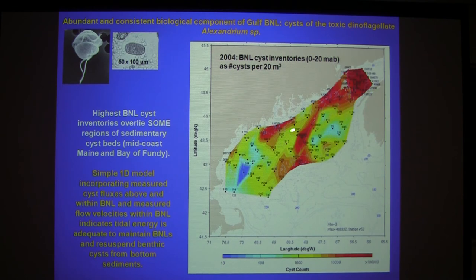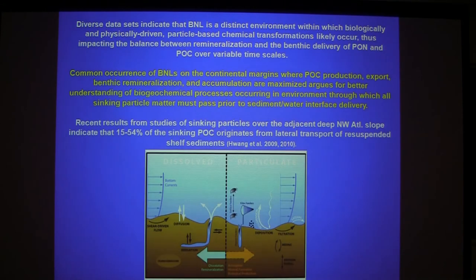So clearly, what's in the nepheloid layer here in terms of cysts is coming from the Bay of Fundy. So we can use cysts, kind of the biology, as particle trackers almost. Oh, and then we've done a simple 1D model that indicates it's tidal mixing, which isn't totally surprising, but tidal mixing is what's maintaining the cysts in the nepheloid layer, as well as other components.